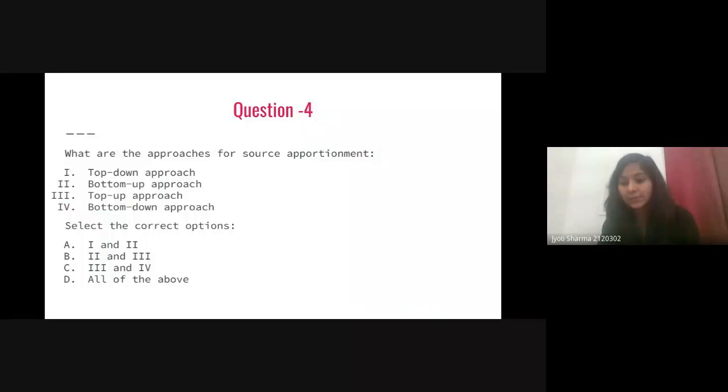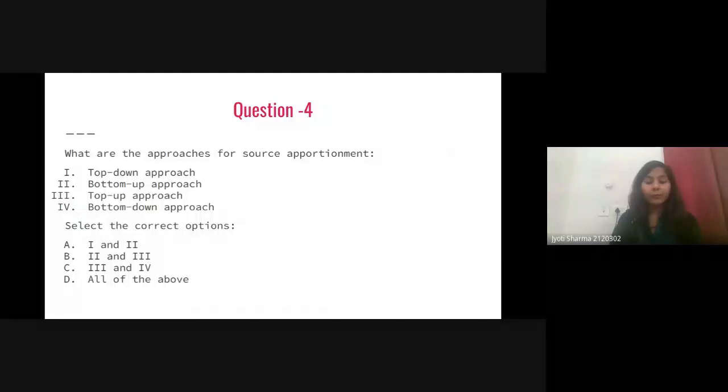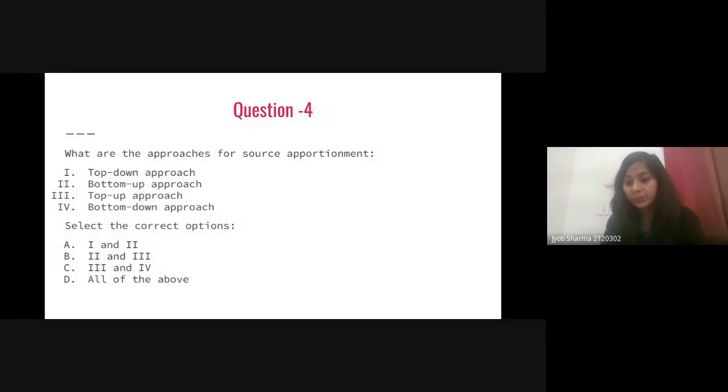Any other guesses? Alka gave me answer A, 1 and 2. Okay. Anyone else want to give the answer? Okay, so obviously the answer should be A.